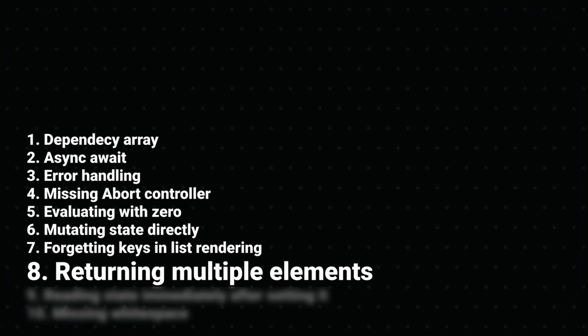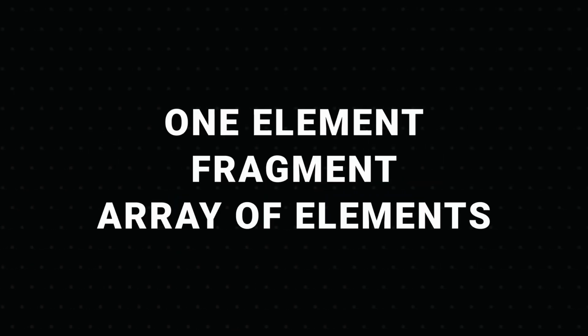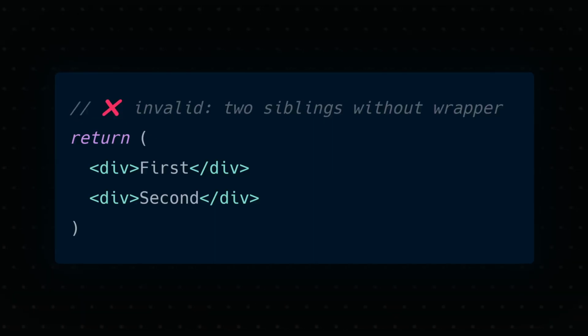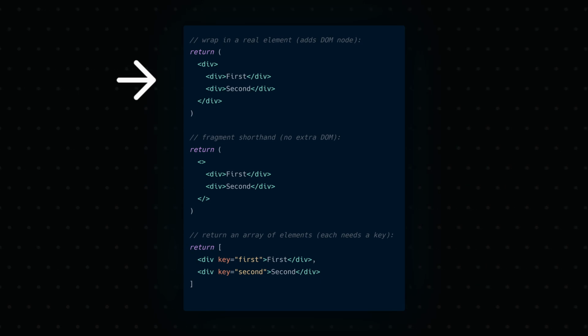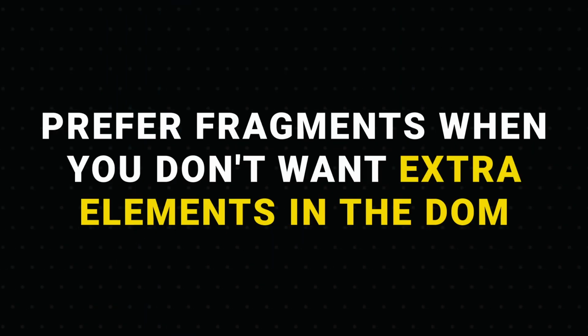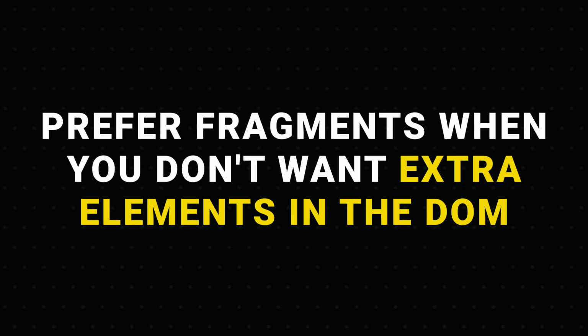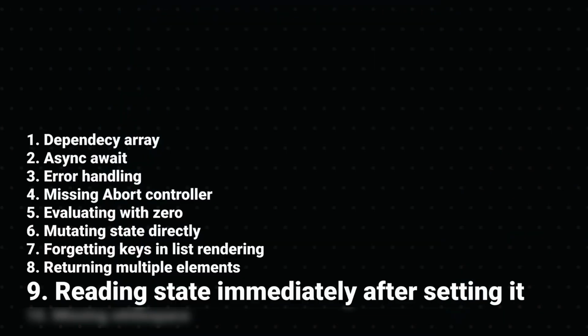A React component must return a single value. That can be an element, a fragment, or an array of elements. You can't place 2 sibling JSX tags next to each other without a wrapper. Wrap siblings in a parent element, for example div. Use a fragment, or return an array of elements. Prefer fragments when you don't want extra elements in your DOM. The shorthand is convenient, but it can't accept attributes. So if you need to add a key or other props, use the full form.